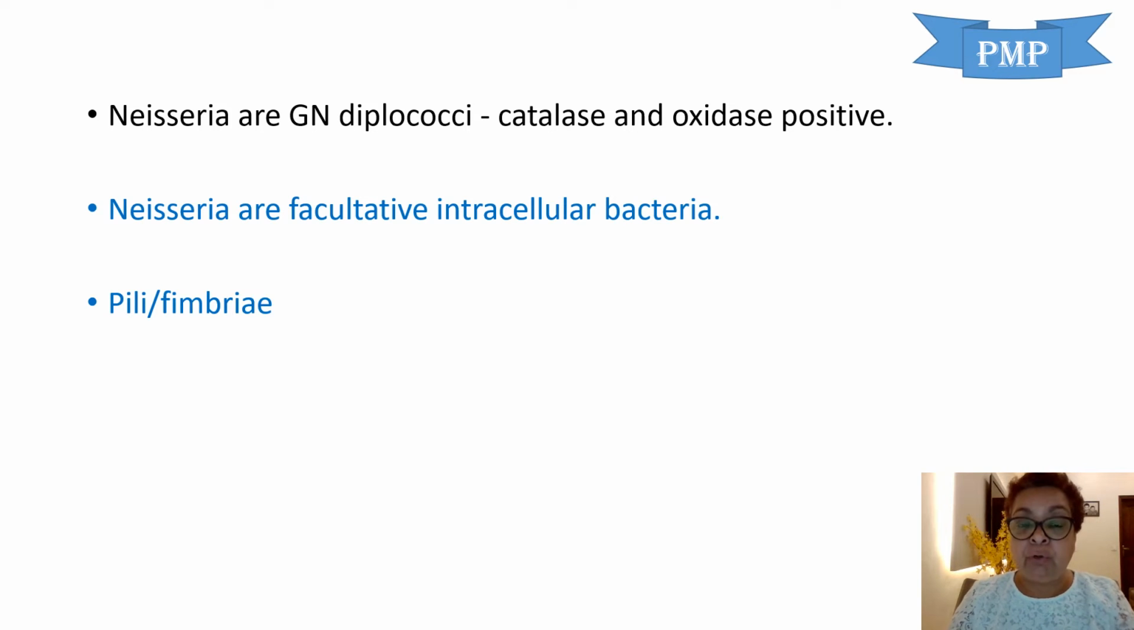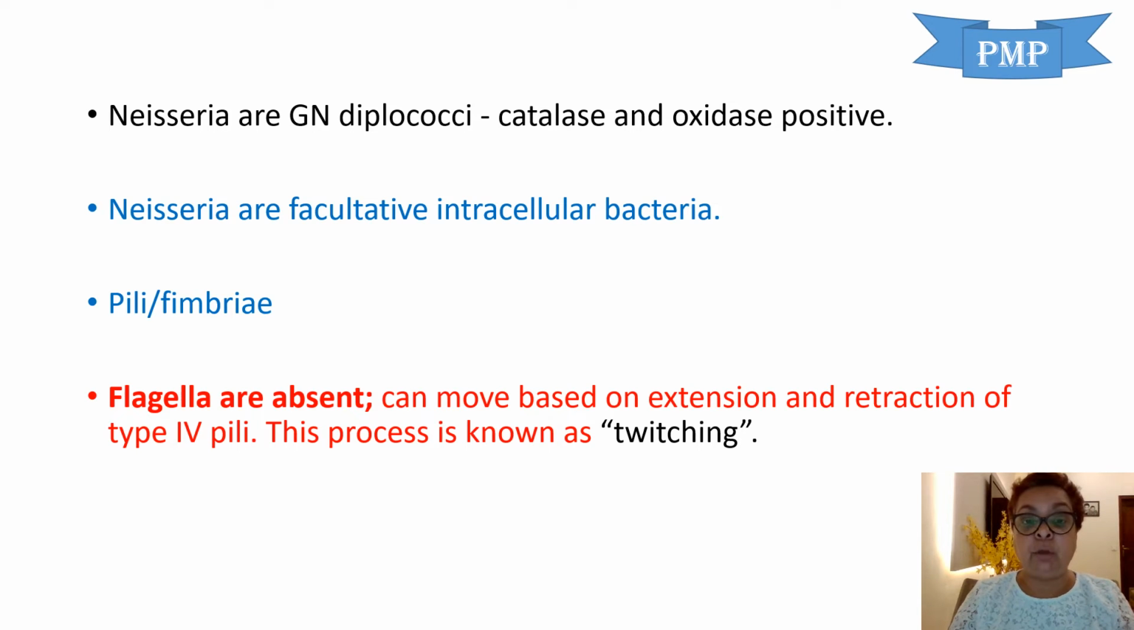Though we generally study that all pathogenic cocci are non-motile in the sense that they have no flagellae, gonococcus can move. It can show twitching motility on the basis of the extension and the retraction of the type 4 pili which are present on its cell wall, right? So this also has kind of twitching motility.